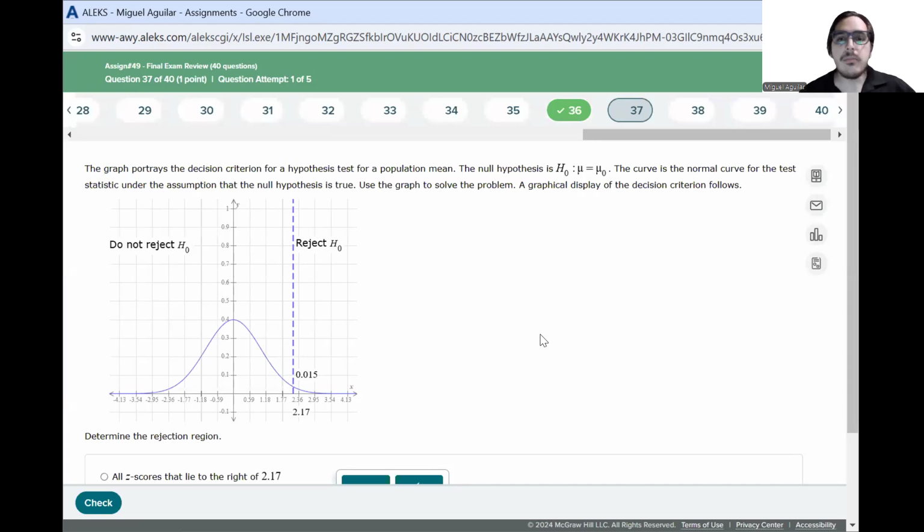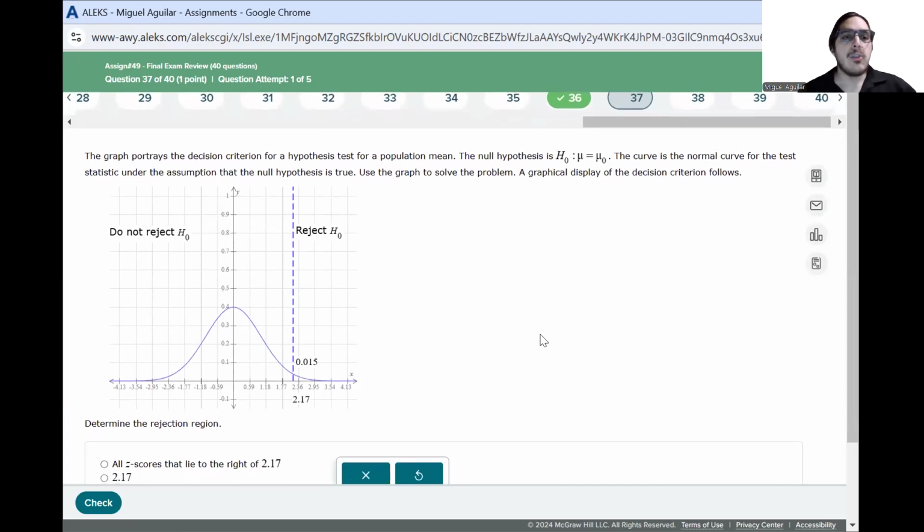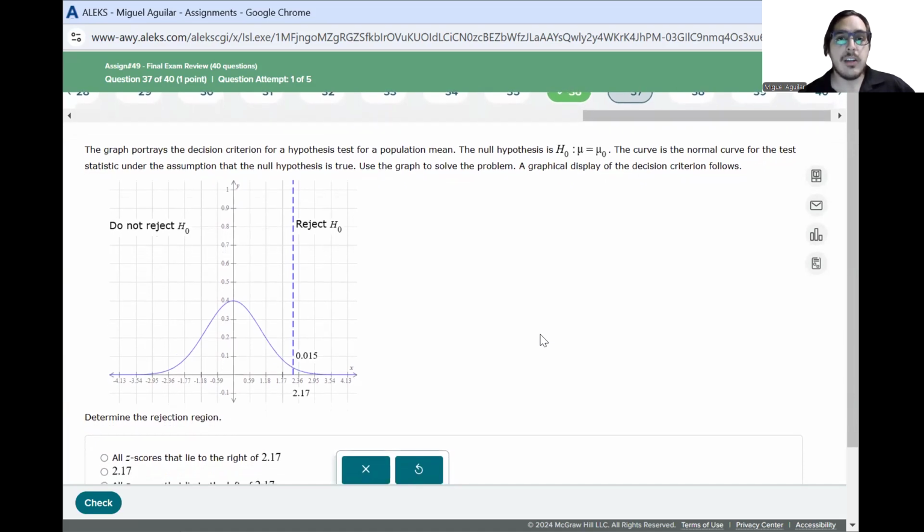Okay, this says, the graph portrays the decision criterion for a hypothesis test for a population mean. The null hypothesis is that the mean is equal to the null mean. So that's what we expect for a null hypothesis, that the mean is unchanged. The curve is the normal curve for the test statistic under the assumption that the null hypothesis is true. Use the graph to solve the problem. A graphical display of the criterion follows.